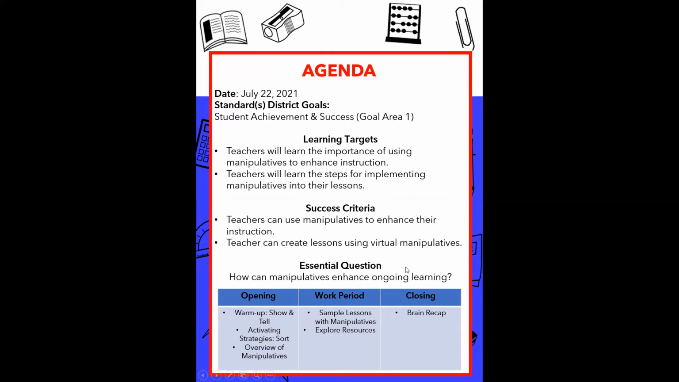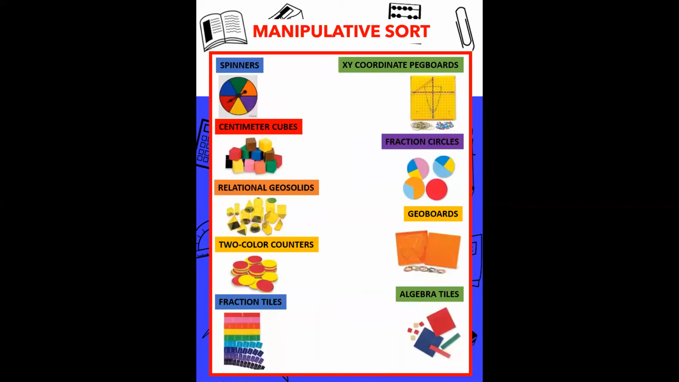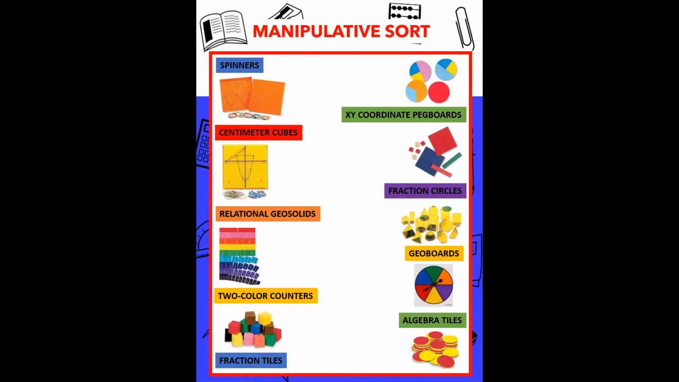I have just dropped a link in the chat, which is the handout that you will be navigating through as we go through this presentation. So if you go ahead and open the link, the first thing that we have is the manipulative sort. Click on the pictures and drag them to their correct titles for the manipulatives. I'm going to give you 1 minute.